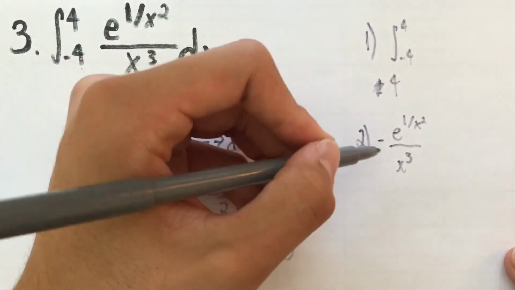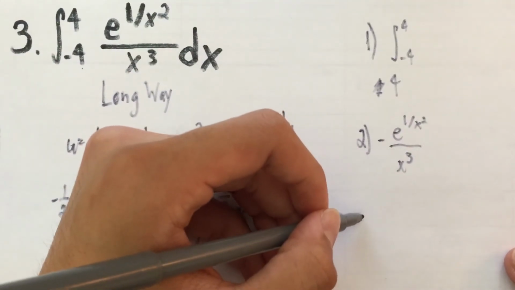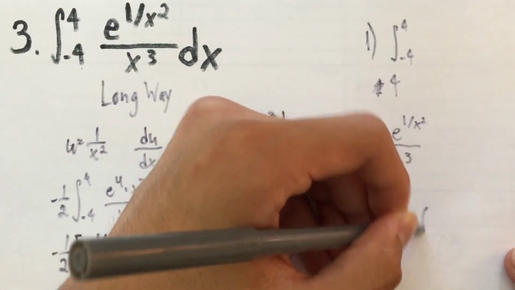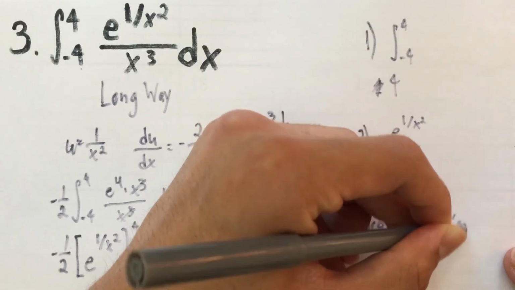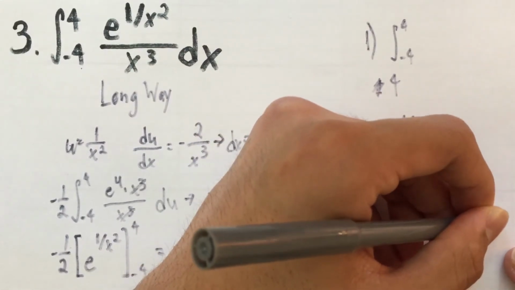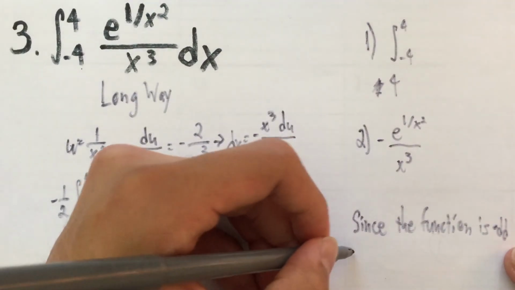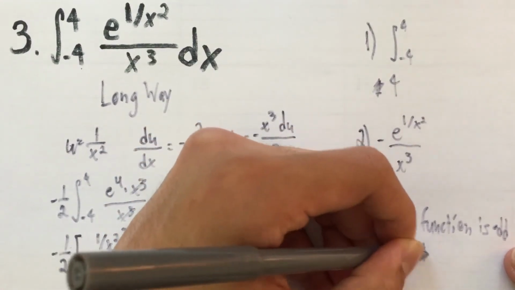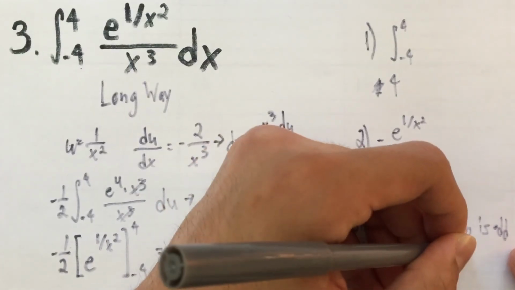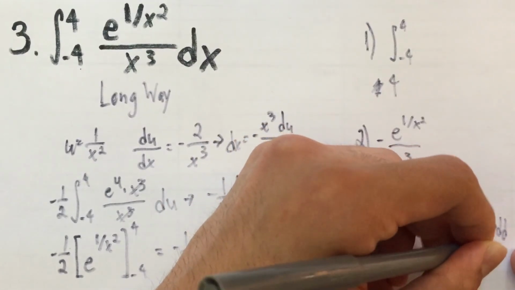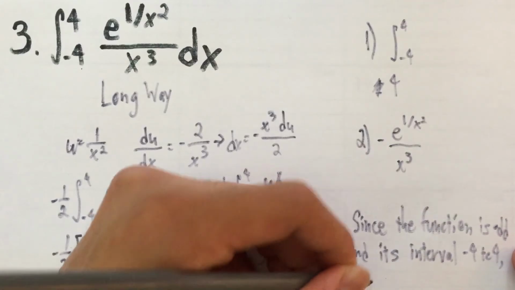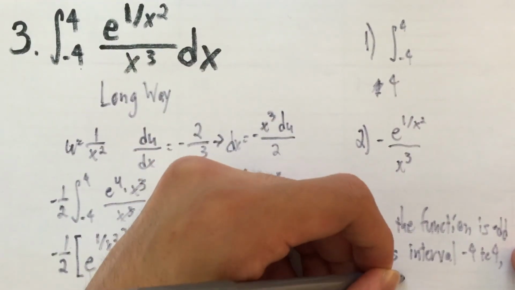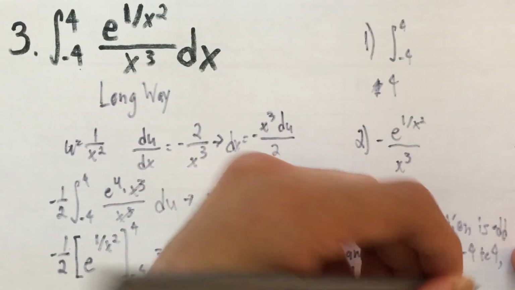So with these two things in mind, what we can say is that since the function is odd and its interval is -4 to 4, the area is 0. And that's it.